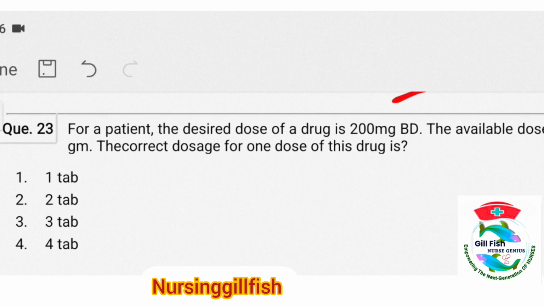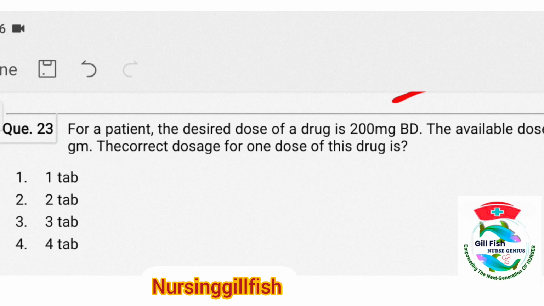For a patient, the desired dose of a drug is 200 mg BD. The available dose of this drug is 0.1 gram. So the correct dosage for one dose of this drug is what? The desired dose is 200 mg, and that is a BD order, that is twice a day. Option 1, 1 tablet. Option 2, 2 tablets. Option 3, 3 tablets. Option 4, 4 tablets.